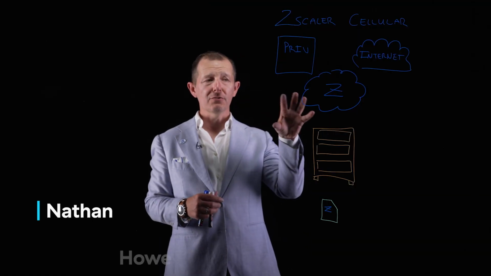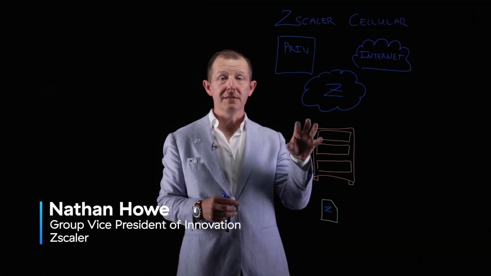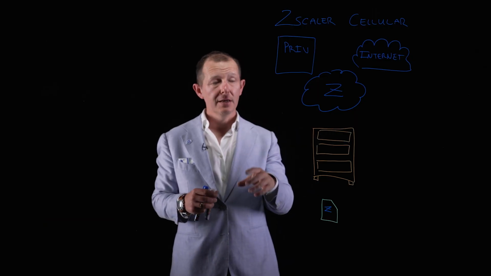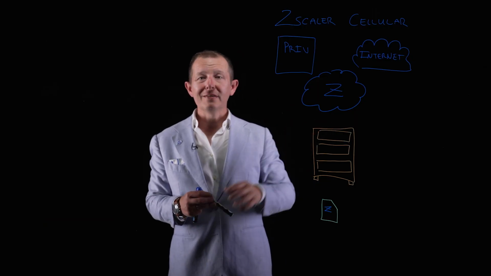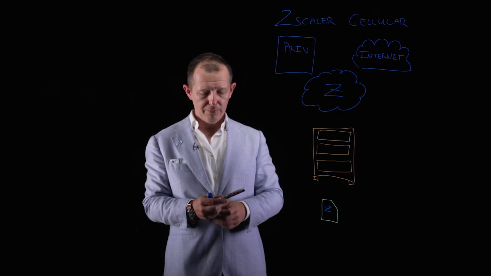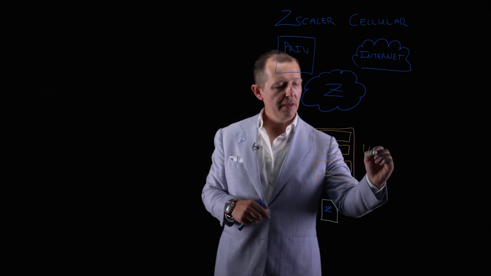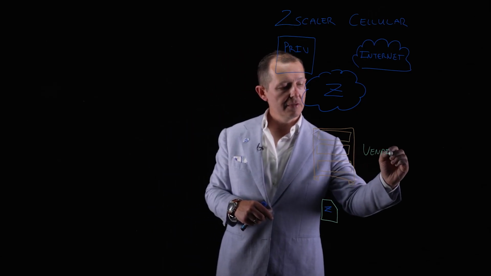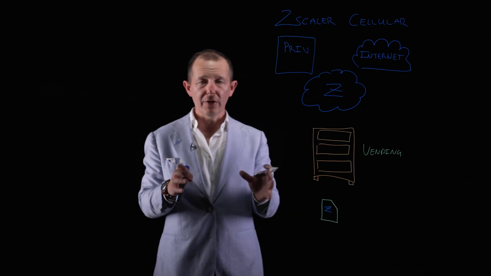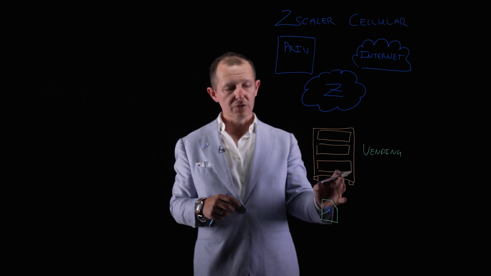So what I'm going to do now is take you through some of the benefits of Zscaler Cellular. I'm going to do this through some real-world examples. What you see here, this orange box, think of it as a vending machine, and I'll even put a name next to it for the fun of it. And why I'm putting this here is that we've had experiences with our customers in dealing with vending machines.